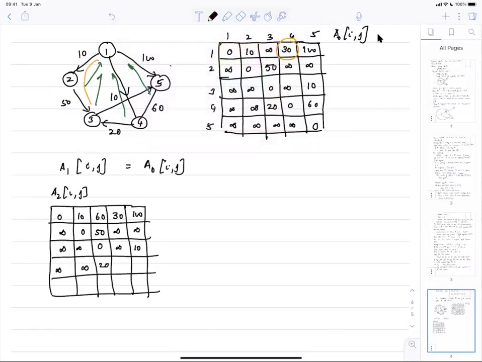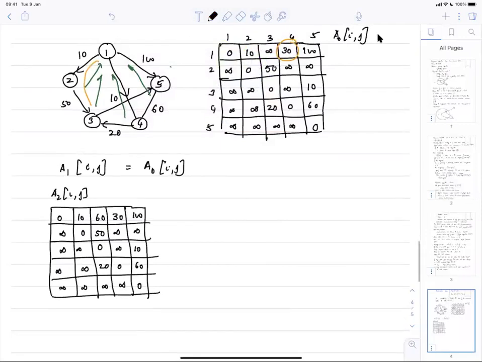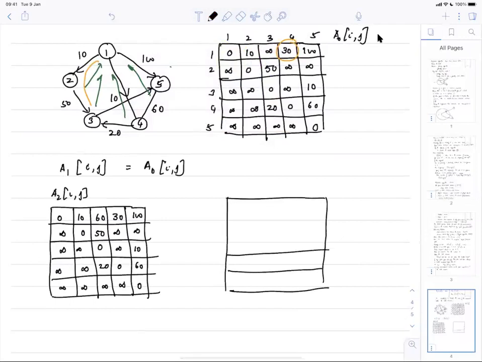20, 0, 60, infinity, infinity, and 0. Now let's look at this, so this is when I included the node 2. Now what happens when I include the node 3? We'll see a change now.